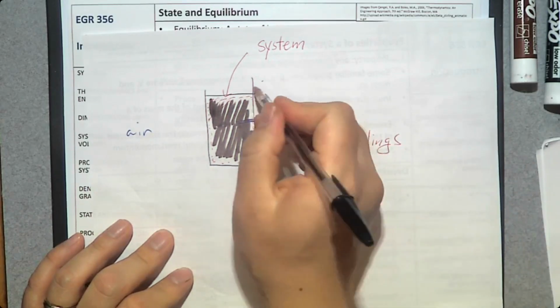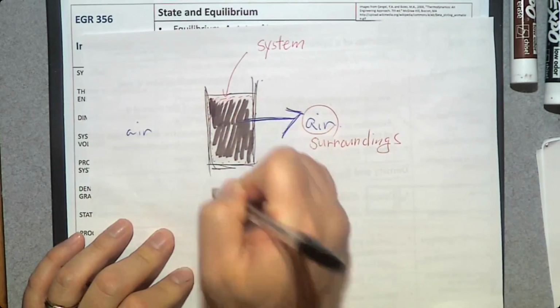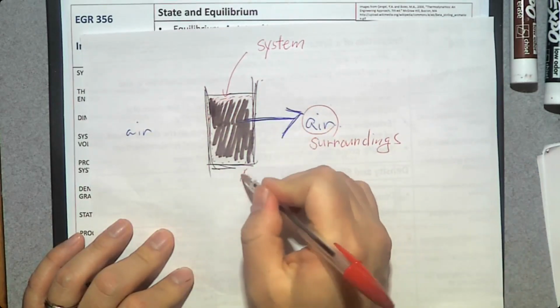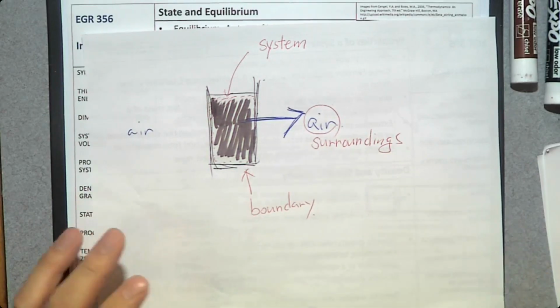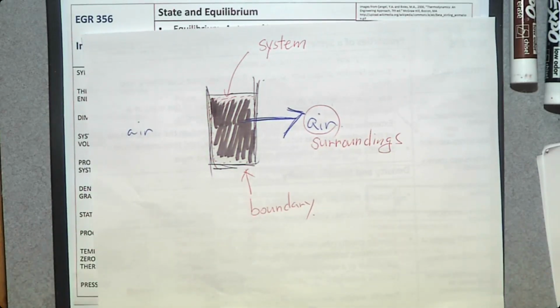Then this cup is the boundary. So if you want to study the heat transfer from the coffee to the surroundings thermodynamically, this is how you design system, boundary, and surrounding. Then let's talk about thermodynamics.